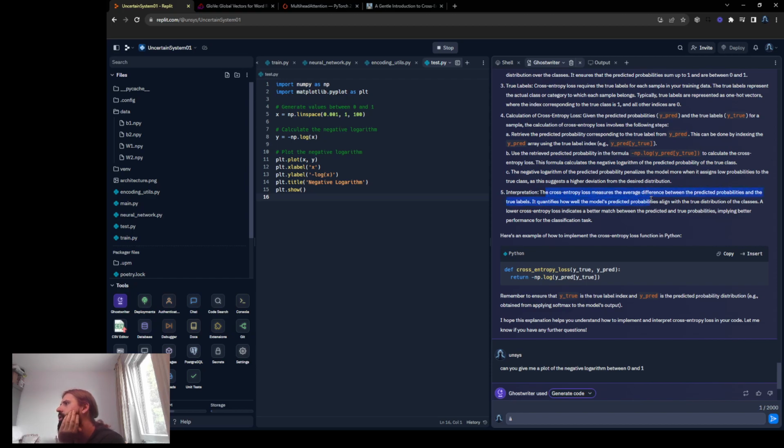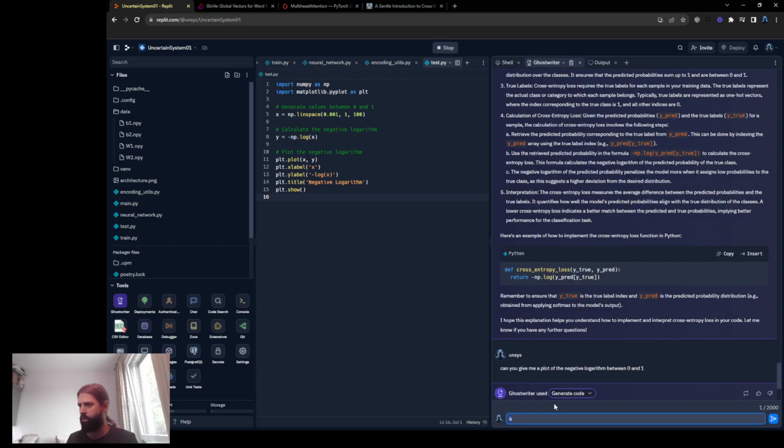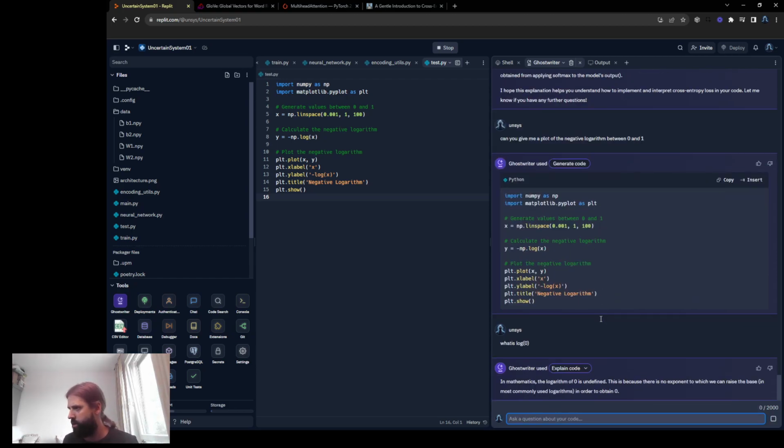It measures the average difference between the predicted probabilities and the true labels. It quantifies how well the model does. Essentially, if it's 1, the log is 0, right? So then it's good. If it's 0 probability, so what is minus log of 0? What is log of 0?